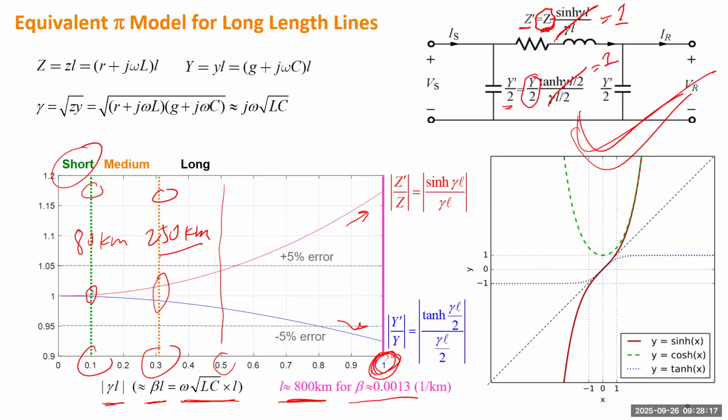This example just tells you the difference between the long line and short line model: you need to correct the actual impedance and admittance by a factor. That factor can be very close to 1. Within 250 kilometers, that factor is less than about 2%. Within 80 kilometers, that is less than 1%. If 2% is already good enough for you, you can use the medium line.